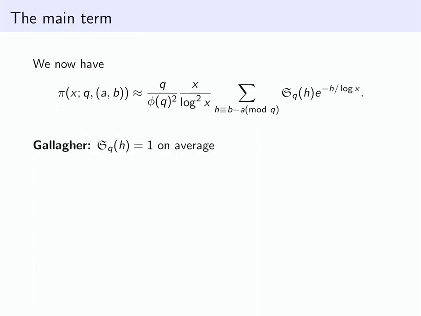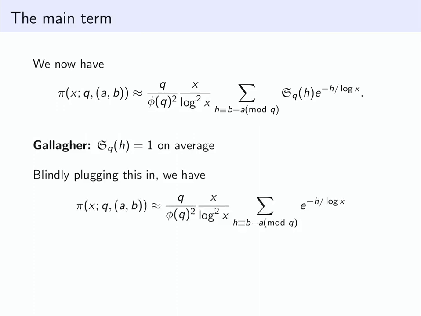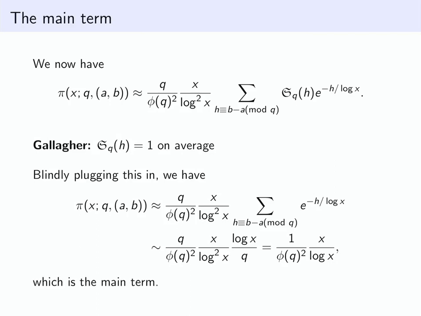Okay? And if you just take that and blindly plug it in, let's see what we get. Well, we'll get something like this. Now this sum here is a geometric series. I could evaluate it exactly. I could also evaluate it asymptotically. And it turns out to be of size about log x over q. And just canceling things out, what you get is 1 over phi squared x over log x, which is exactly the main term we are hoping to produce.